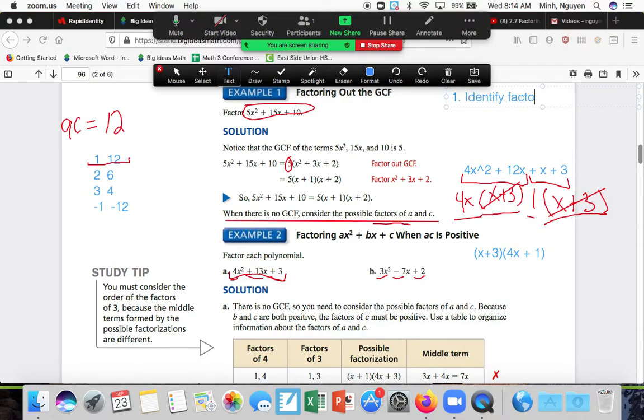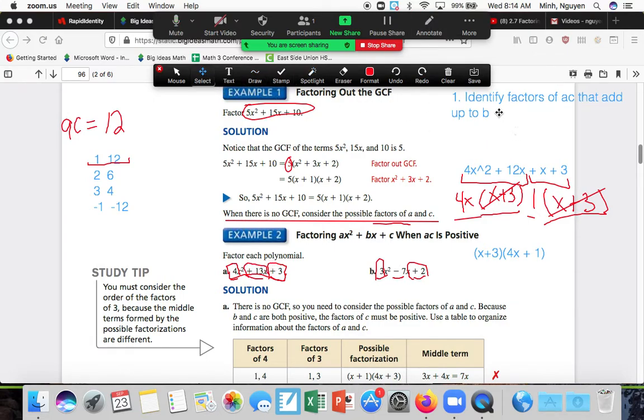Identify factors of AC that add up to B. So AC means multiply the leading coefficient 4 with the constant at the end, 3. Or in this problem, which I will do next, it will be 3 times 2. That add up to B. So factors of 12 that add up to 13.